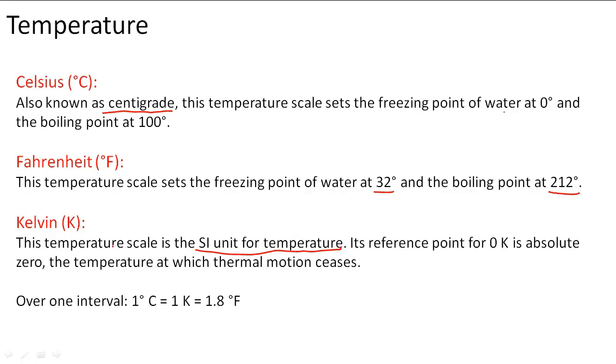And here we have an interval scale that says over one interval we have 1 degree Celsius, which equals 1 Kelvin. So as you go up a step, 1 Kelvin is equal to 1 degree Celsius. If you go up the same scale, they're going to go up together. So if I go up 1 degree Celsius, I'm going to go up 1 Kelvin. But what that means for Fahrenheit is I'm actually going up 1.8 degrees Fahrenheit. So if I move up 1 degree Celsius, I'm actually moving up 1.8 degrees Fahrenheit.